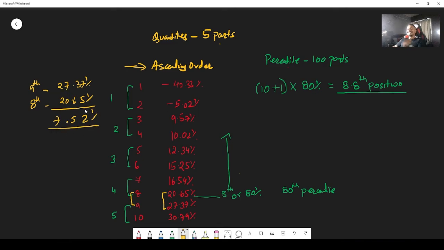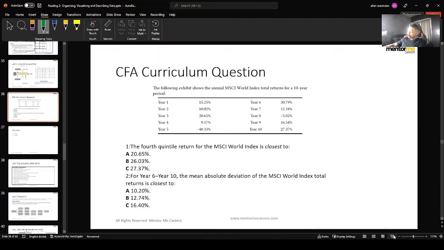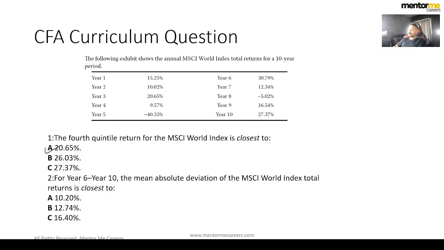So we are going to linearly say that 88% of this difference is exactly my value, right? 6.616%, that's the difference. But my 8th position is 20.65, right? So all I do is take this value here, say that this is my 8th position, 20.65%, plus, by linear interpolation, what we just did is 6.616%, which gives us the option which is given in the question.